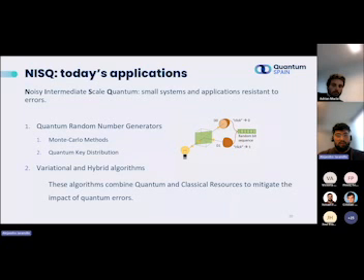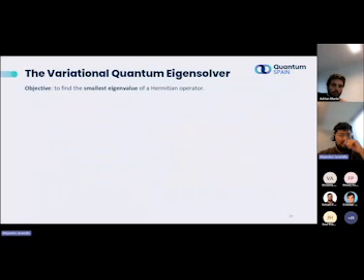And this combination and iteration can mitigate the impact of individual errors in the quantum part of the algorithm. The one I would like to talk about is called the variational quantum eigensolver. This algorithm aims to find the smallest eigenvalue of a Hermitian operator. So as with any Hamiltonian that we want to solve, this kind of algorithm can find its ground state.